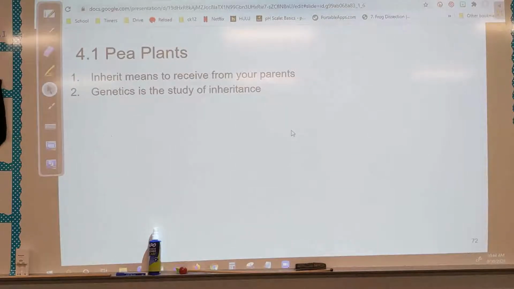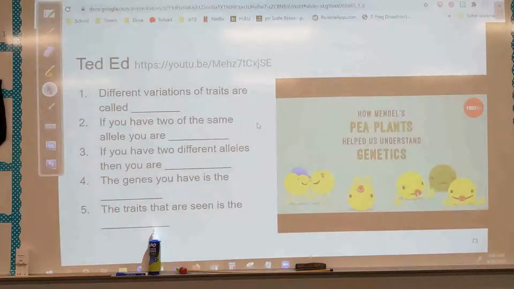So we're going to move on. Inherit just means that you're getting it from your parents or the ones that came before you. Like you inherited money from your parents, or you inherited a piece of land from your Uncle Bob. Okay? In this particular sense, though, we're talking about genetics and the genes you inherit. And then genetics is the study of gene inheritance.